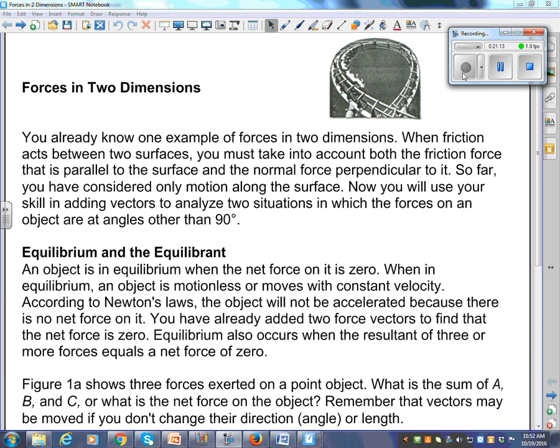So, forces in two dimensions. You already know one example of force in two dimensions. When friction acts between two surfaces, you must take into account both the friction force that is parallel to the surface and the normal force perpendicular to it. So far, you've considered only motion along the surface. Now you will use your skill in adding vectors to analyze two situations in which the forces on an object are at angles other than 90 degrees.